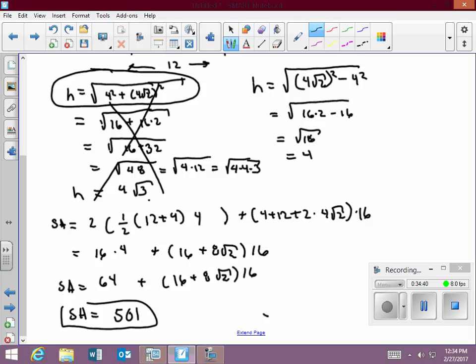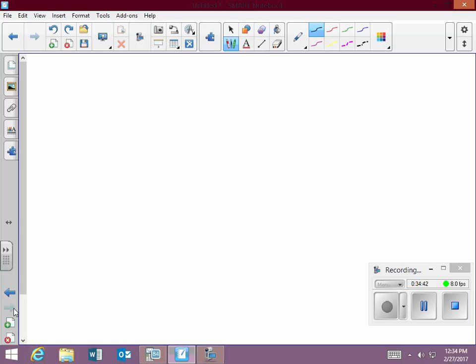Okay, let's see if we can do one without making a mistake. The top of a rectangular box has an area of 64 centimeters squared. Its side has an area of 42 centimeters squared, and its end has an area of 54 centimeters squared. What are the dimensions of the box? It's a rectangular box.